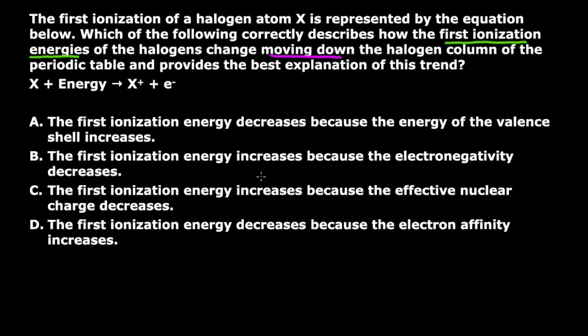And if we look at these choices right here, B says the first ionization energy increases because the electronegativity decreases. And if we're moving down the periodic table, then the ionization energy is going to decrease. So B is going to be out because this says increase and it should say decrease. So B's out, and also C is also going to be out. So that has us with A or D as being a possible correct answer. And so if we look at these two answer choices, A says the energy of the valence shell increases.